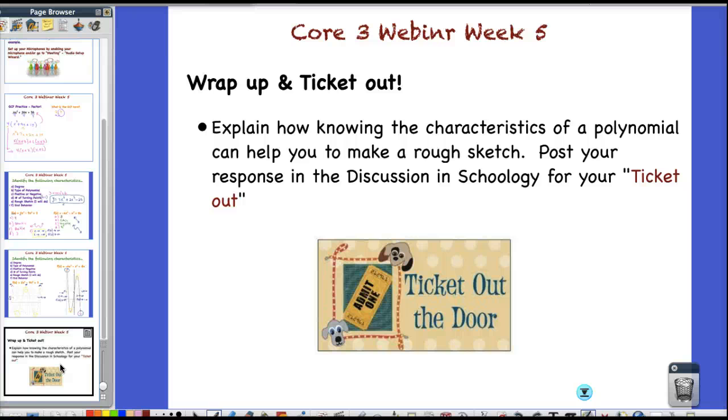All right, you guys, here's your ticket out. Explain how knowing the characteristics of a polynomial can help you to make a rough sketch. Just go ahead and post your response in the discussion in Schoology, and that's your ticket out. And then don't forget to respond to other people.